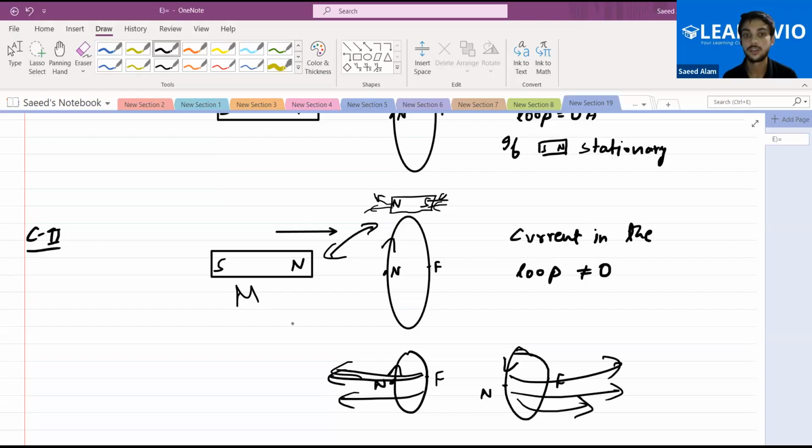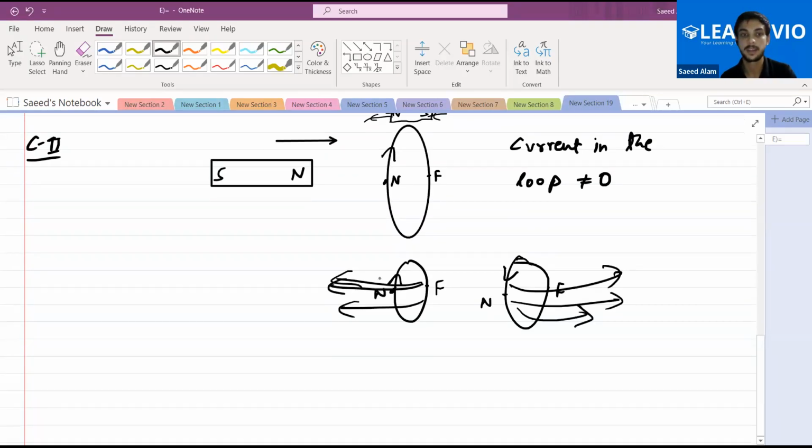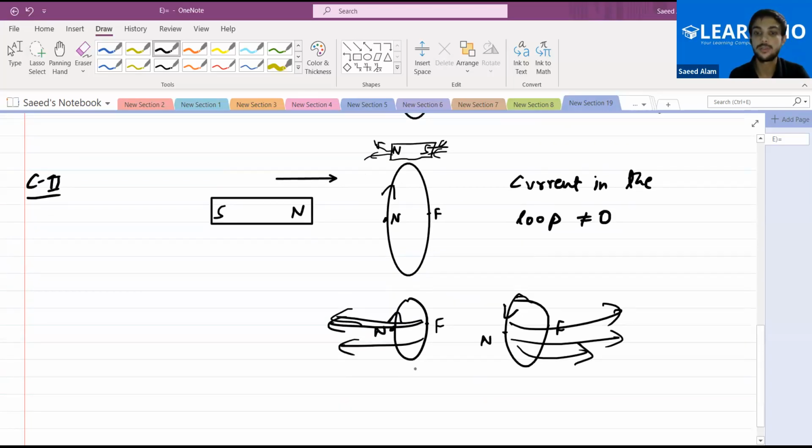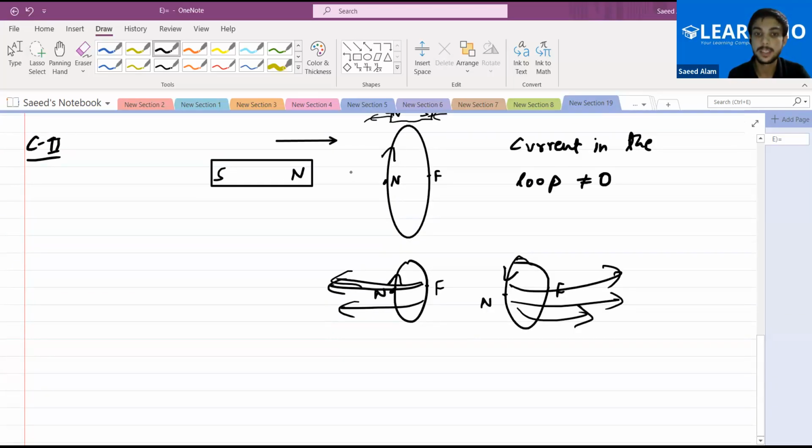Understood? Yes, sir. So this was the way we used to mark the particular loop with the North Pole or the South Pole. Now, the person who is standing here will see that it is facing like this. That is the North Pole, and this will be facing like the South Pole.